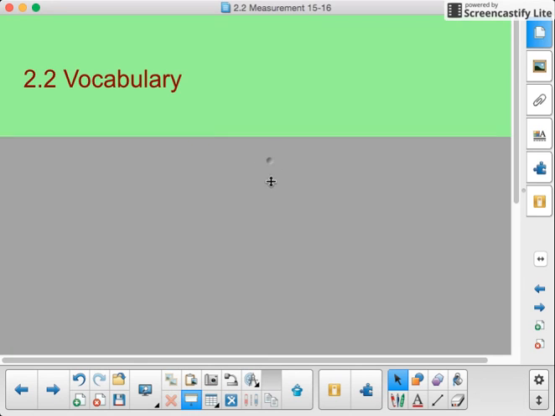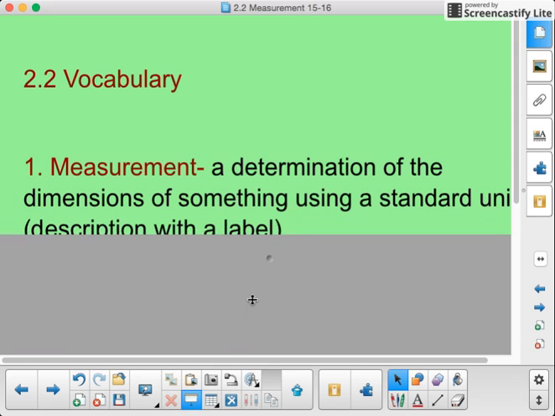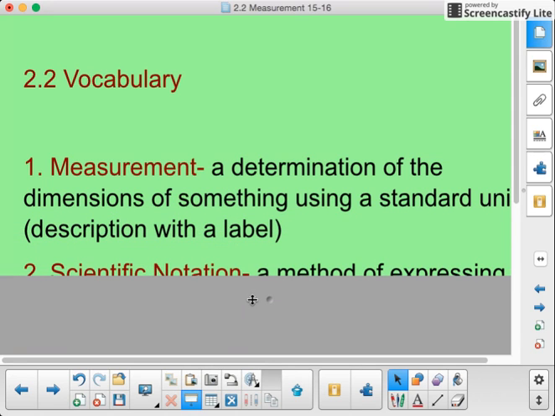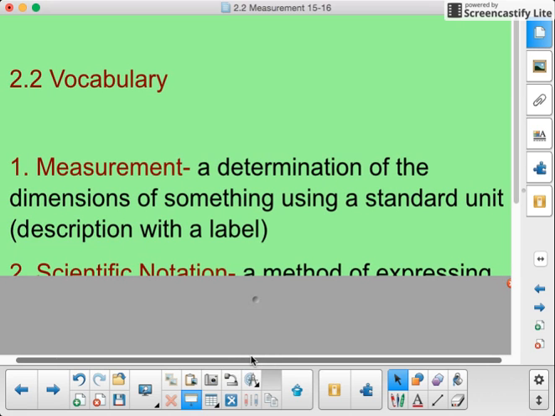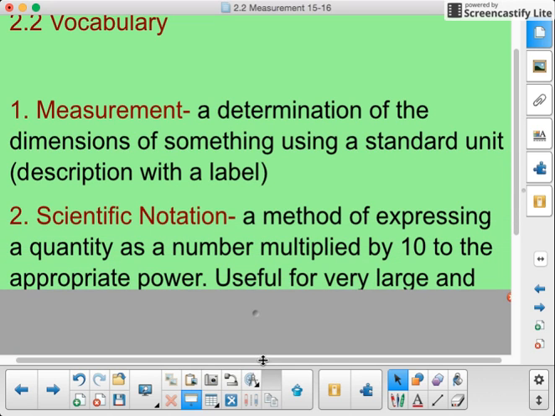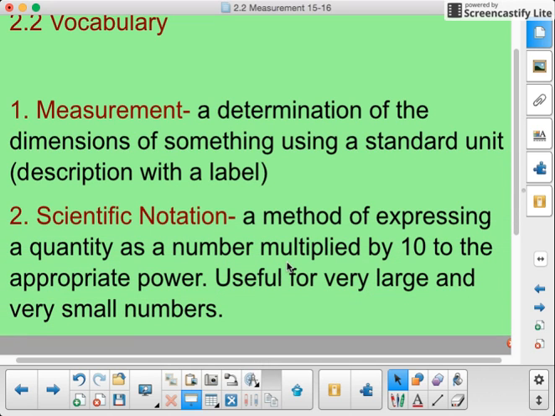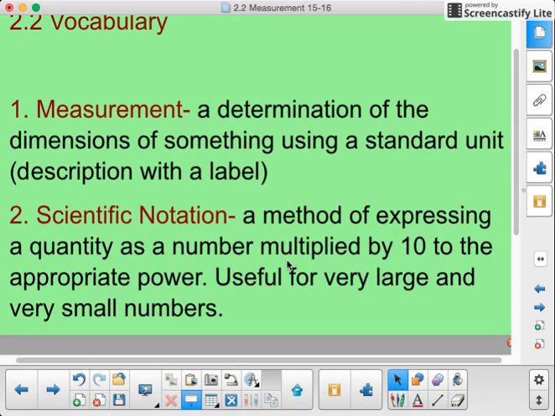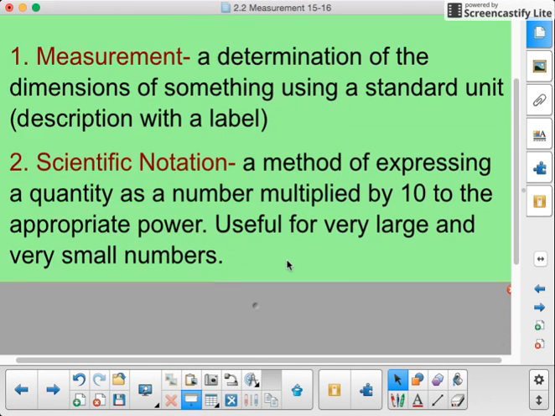The vocab words in the lesson are measurement, which is a determination of the dimensions of something using a standard unit. So basically, it's a description using a number and a label. Scientific notation is a method of expressing a quantity as a number multiplied by 10 to the appropriate power. We use scientific notation for very large and very small numbers.